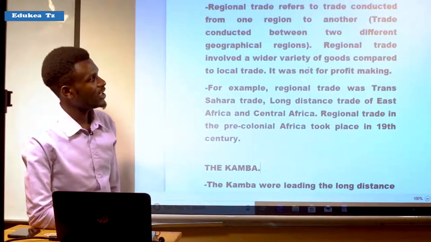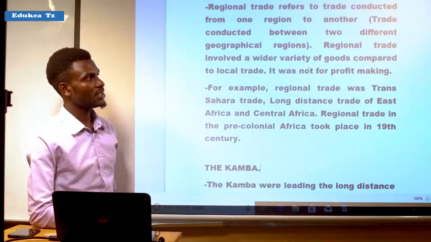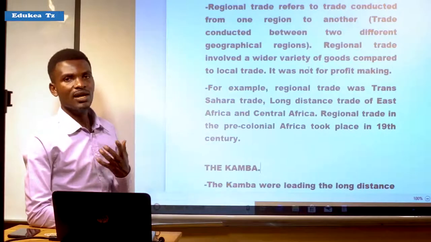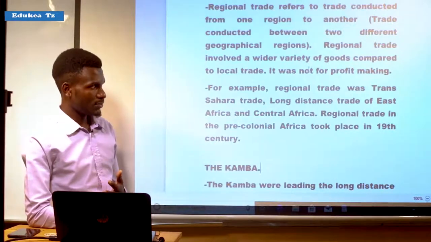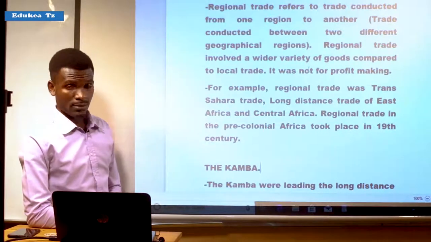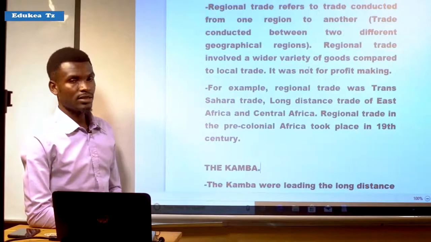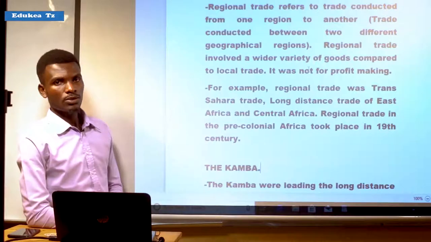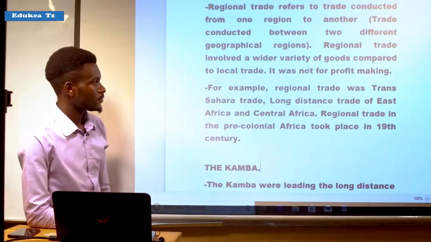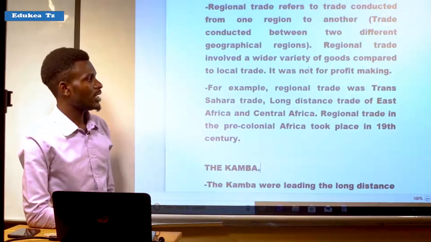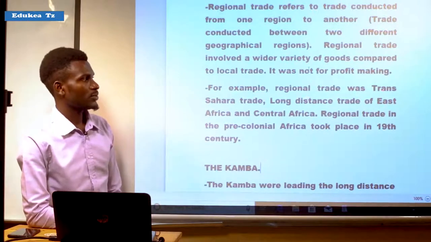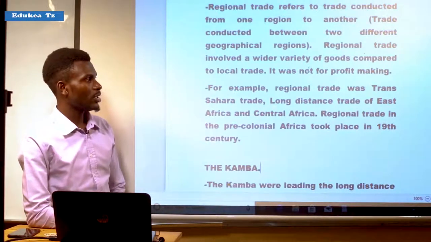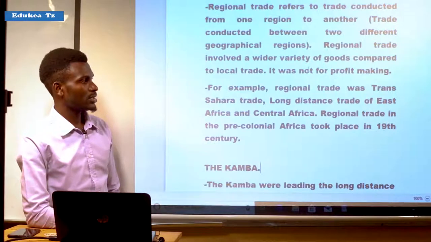Regional trade involved a wider variety of goods compared to local trade. And it was not for profit making. It means that regional trade was aimed at obtaining essential goods, as in local trade. Examples of regional trade were the Trans-Saharan trade in West Africa, and the long distance trade of East Africa and Central Africa.